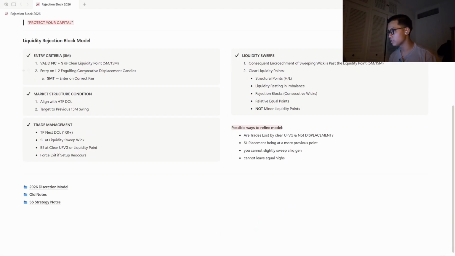So basically it's just a simple no close sweep on a clear liquidity point. If you guys don't know what I mean by that, it's basically a clear sweep of liquidity at a point of liquidity where it's quite meaningful. So we're not just taking any random liquidity points. We want the liquidity points to be swept to be quite important ones, like session highs, session lows, which I actually don't have written down here.